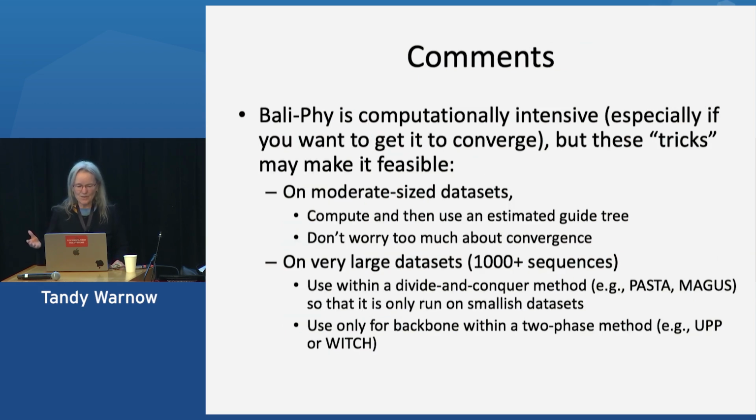Okay, so comments right now. BAli-Phy is computationally intensive, but you can trick it into scaling. And the tricks are: use it on subsets instead of on the full thing, don't wait for it to converge, and give it an estimated guide tree. These are some of the tricks, okay?